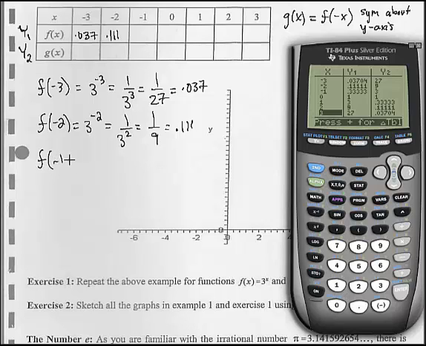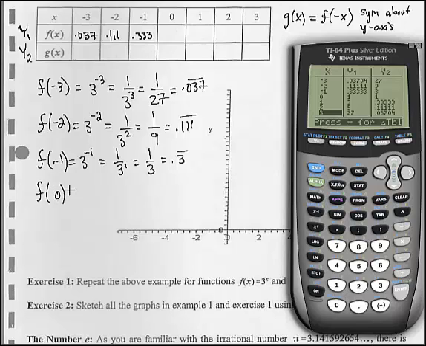F of negative 1 would be 3 to the negative 1, or 1 over 3 to the positive 1, which is the same as 1/3. And so you see the 0.333. Probably pretty familiar with this fraction, 1/3. 0.3 with a bar. We could say the same for the rest of these. For the first one, 0.037 just repeats. 1 repeats for f of negative 2. 3 repeats for f of negative 1.